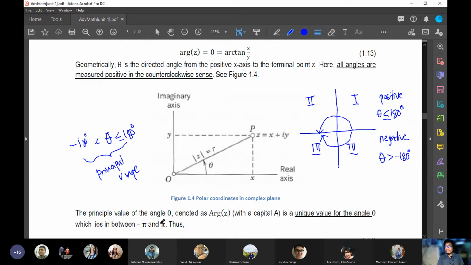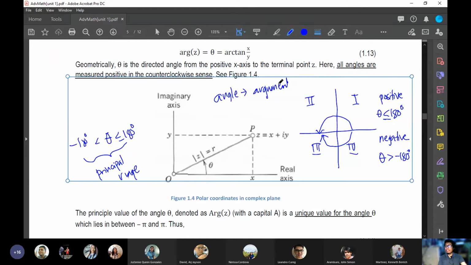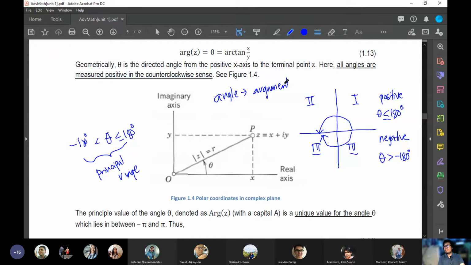So we have here the principal value of the angle denoted as the arg, or ARG, for argument. We also call the angle the argument, and it is denoted as ARG of the number Z.